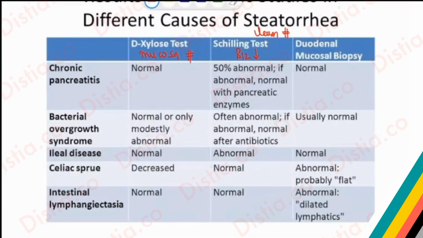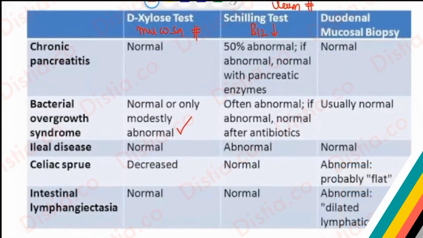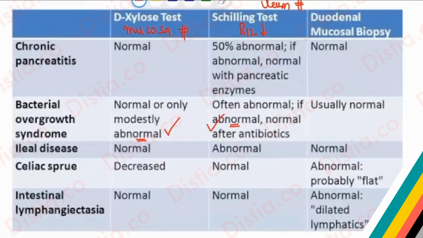So if you are having 2 abnormal simultaneously, you see, if you look at the second entry in this table, bacterial overgrowth syndrome, it is both a mucosal disease as well as the Schilling's test will also be abnormal. It will become normal after antibiotics. That is a separate issue. What I'm saying is, if you get a question in which both reports are given to be abnormal, you have to think in terms of bacterial overgrowth syndrome.